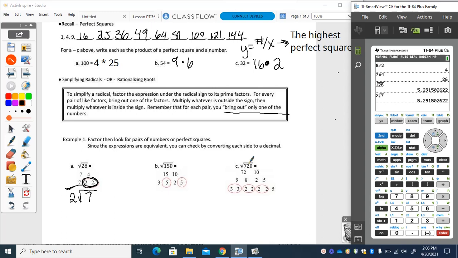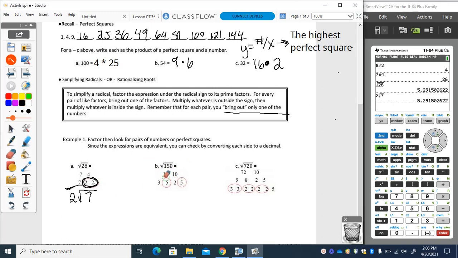B is the square root of 150. So let's start with some factors of 150. Well, I know for a fact we have 15 and 10. All right, so let's simplify 15. We get 3 and 5. Cool deal. We like to see it. The next one we have 10. Let's factor it. 2 and 5.